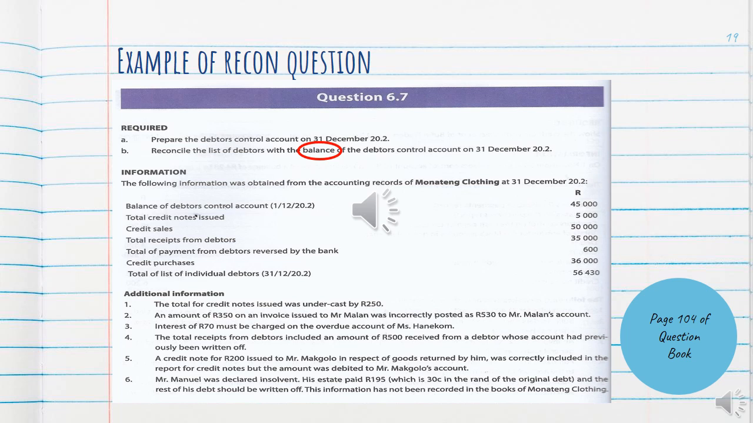And like the picture suggested in the slide before this, you are trying to balance your two systems. So in this case, our two systems is our debtors control account and our list of debtors. They don't equal each other at the beginning of the question, but once you have done all the additional information transactions, you'll see that they will equal each other, and that is all you're trying to do in a recon.